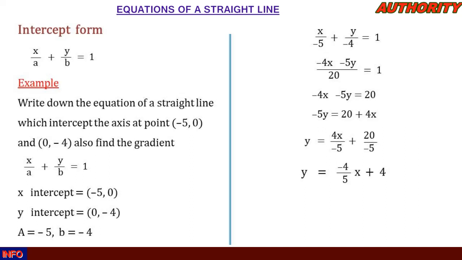So the equation of the straight line having the x-intercept -5, 0 and y-intercept 0, -4 is y is equal to -4 all over 5 x minus 4. Now we are to find the gradient. We have our original formula for the equation of a straight line, y is equal to mx plus c, where m is the gradient. From the equation we just obtained, y is equal to -4 all over 5 x, so -4 all over 5 is our m, which is the gradient.